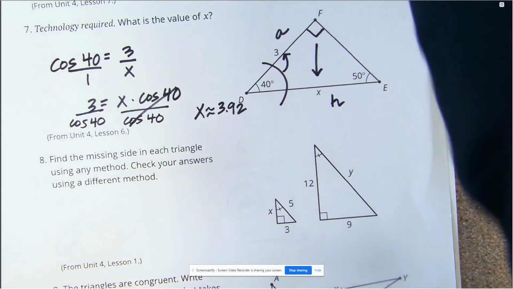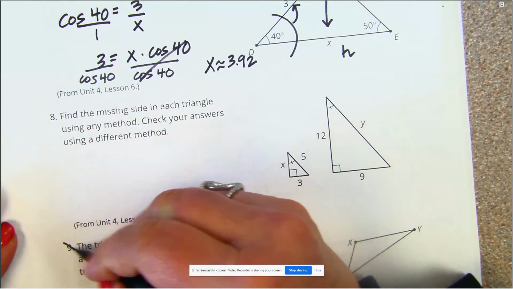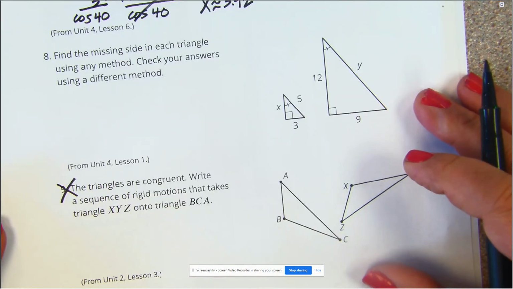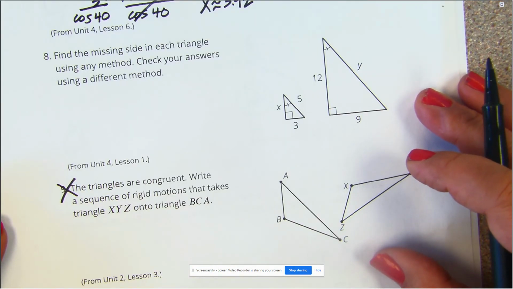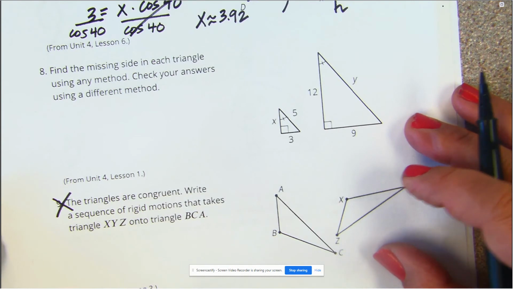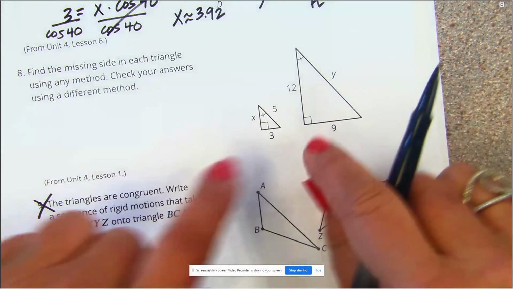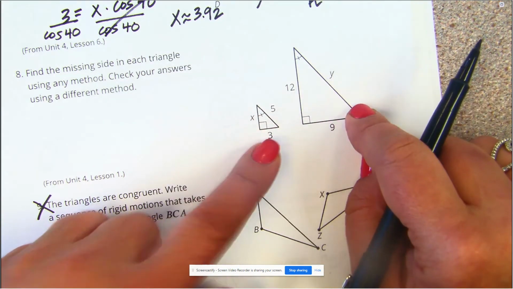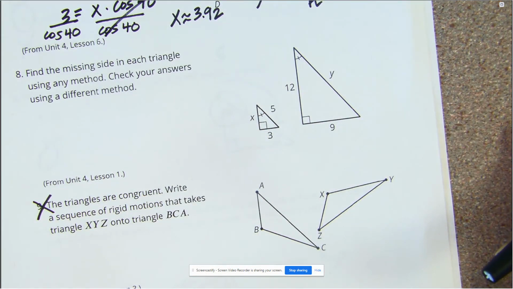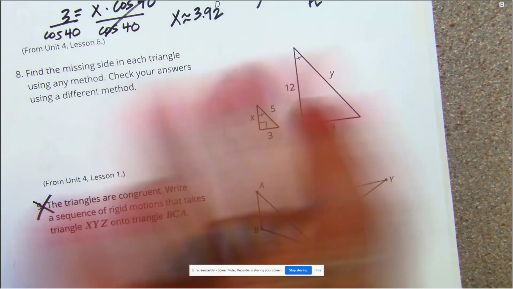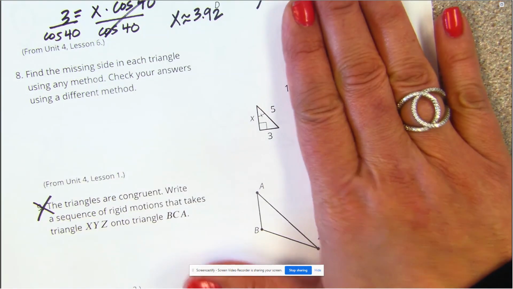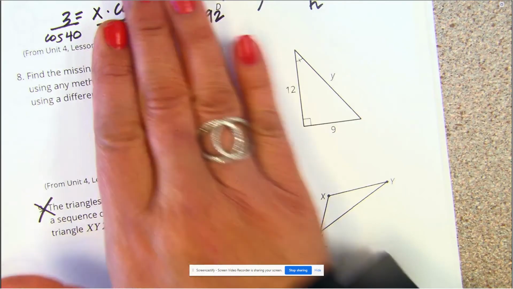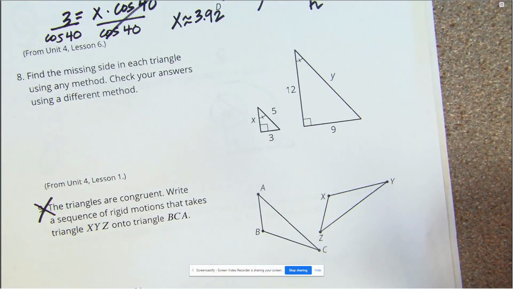All right, last one. We're not doing number 9. Find the missing side in each triangle using any method. Check your answers using a different method. Well, the first thing I notice is that they've got two angles the same, 90 and that, which means they're similar, right, by your angle-angle similarity theorem. So I can set up a proportion. I could also just do Pythagorean theorem on that one, and on that one. I'm going to set up proportions, and then I'll check with Pythagorean theorem.